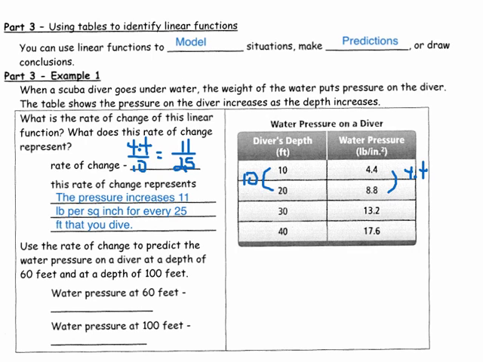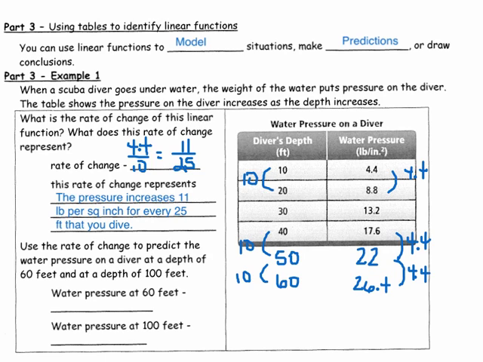The next part asks us to use that rate of change to predict the water pressure on a diver at a depth of 60 feet and then at a depth of 100 feet. So I will say the 60 feet is the easier one to do. If I take a look at this table, the next number is going to be 50, and then after that it's going to be 60. So I could just easily increase my values over here and then follow the pattern. So I'll start with that.